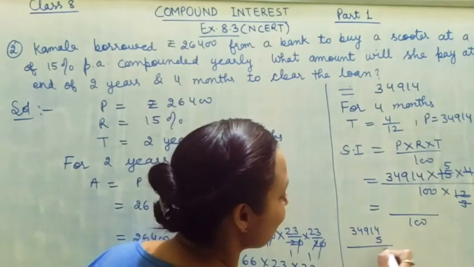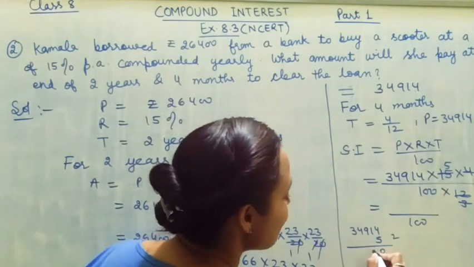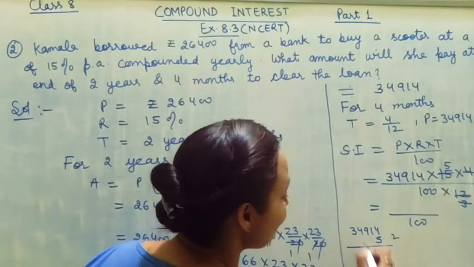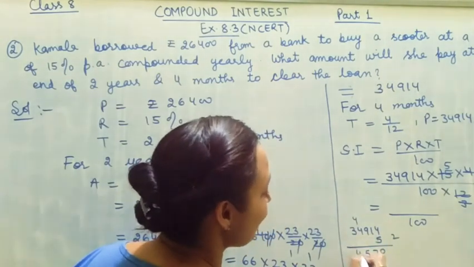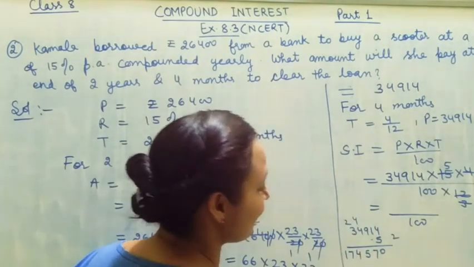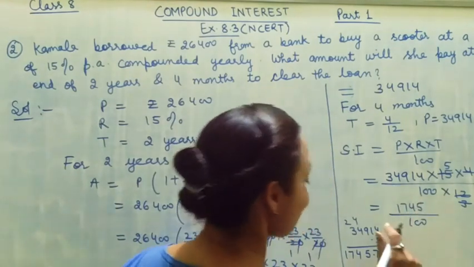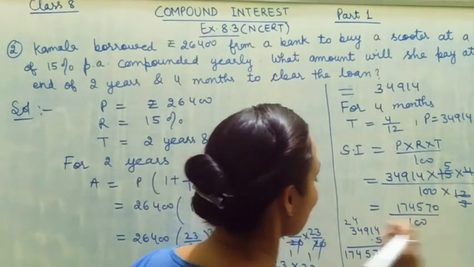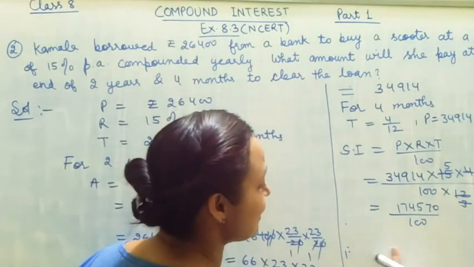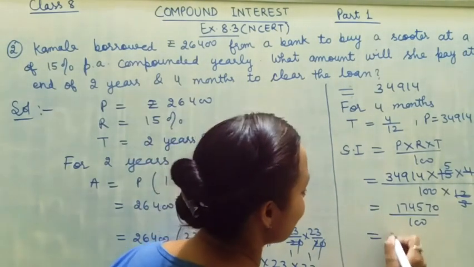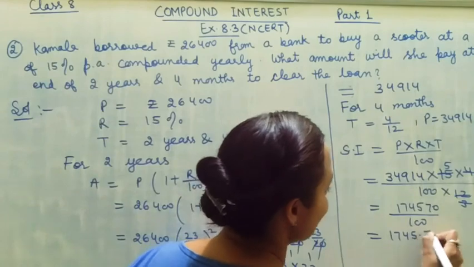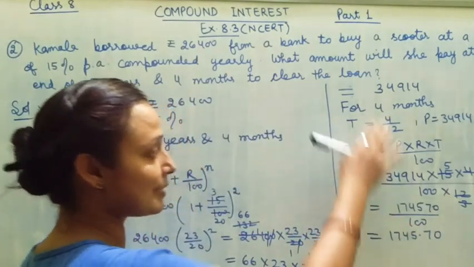34914 multiply 5. 5 4s are 20, 5 1s are 5, 5 9s are 45, 5 4s are 20, and 5 3s are 15. The answer is 174570. Now I will take the decimal form like this, 1745.70. So this is the interest.